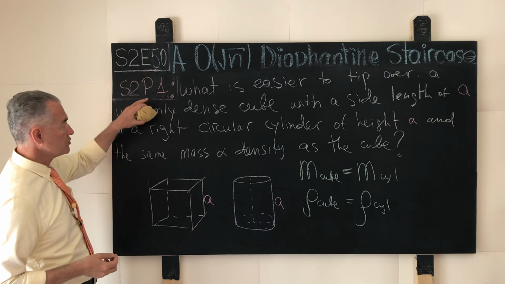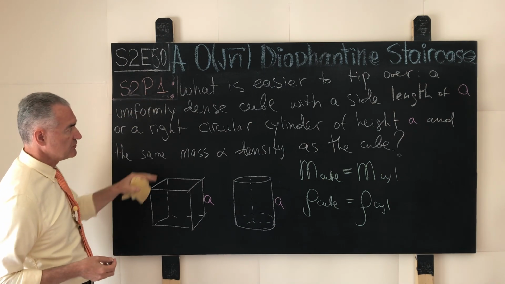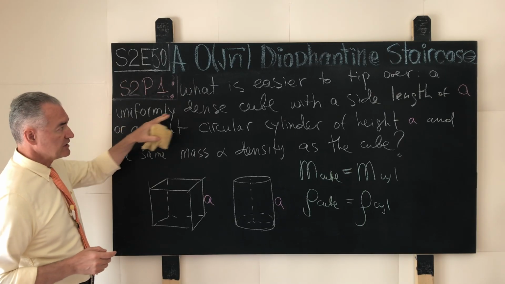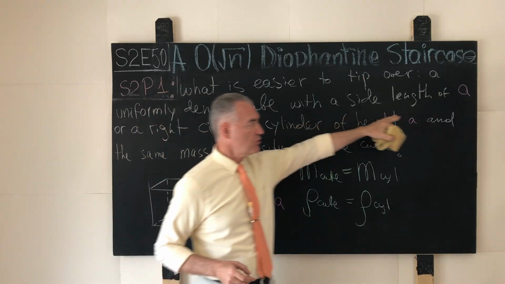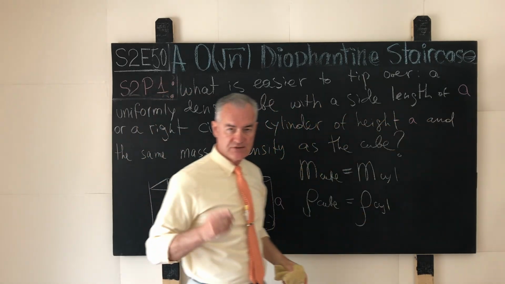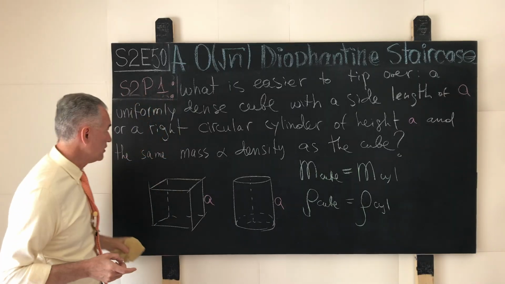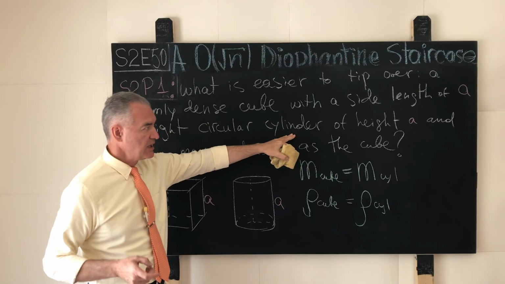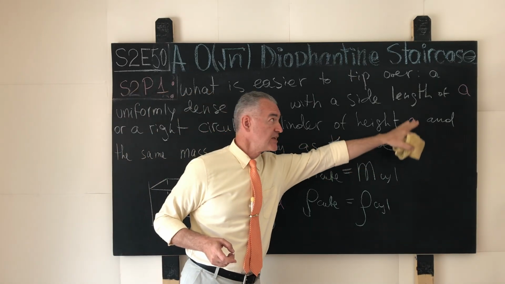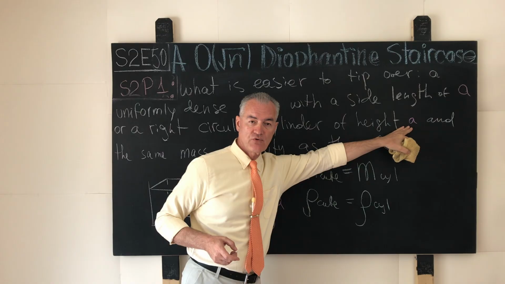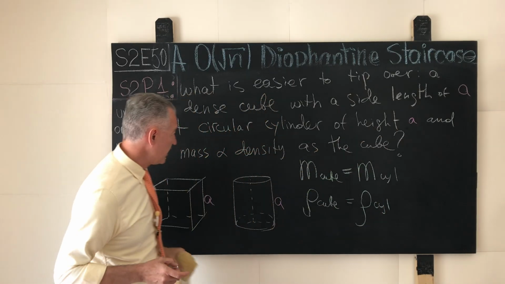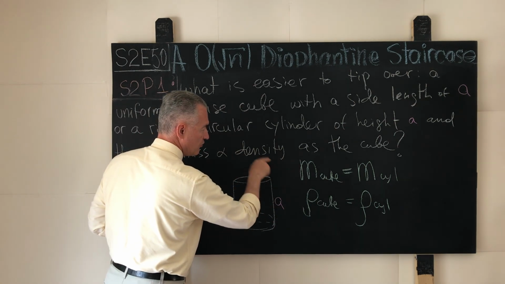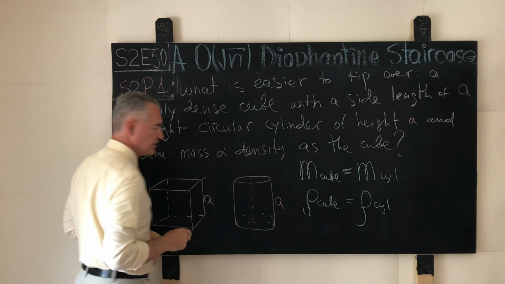As such, in our first physics problem, the question is the following: what is easier to tip over, a uniformly dense cube with the side length of A, or a right circular cylinder that has the height of A, the same height as the length of the cube side A, and has the same mass and the same density. Mass and density for these two objects is the same. So what is easier to tip over?